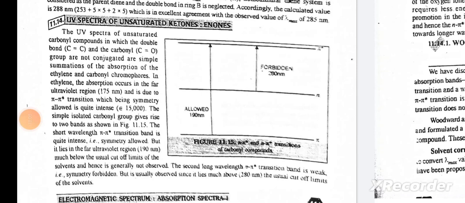The short wavelength π to π star transition band is quite intense and symmetry allowed, but it lies in the far ultraviolet region, much below the usual cutoff limits of the solvents, and hence is generally not observed. The second, long wavelength n to π star transition band is weak and symmetry forbidden, but is usually observed since it lies much above 280 nm, the usual cutoff limit of the solvents. Look at it in figure 11.15.